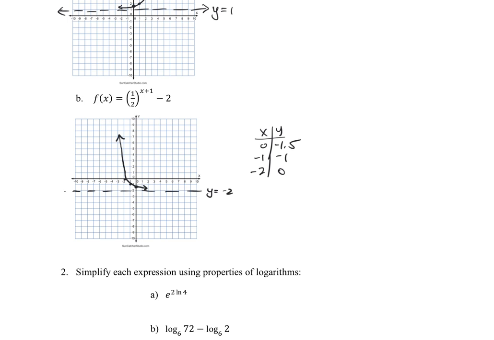So the graph looks like that. It's exponential decay because the base is between 0 and 1. So, like in the previous example, the domain is all real numbers. The range will go no lower than -2 on the y-axis, so -2 up to +infinity, not including -2.